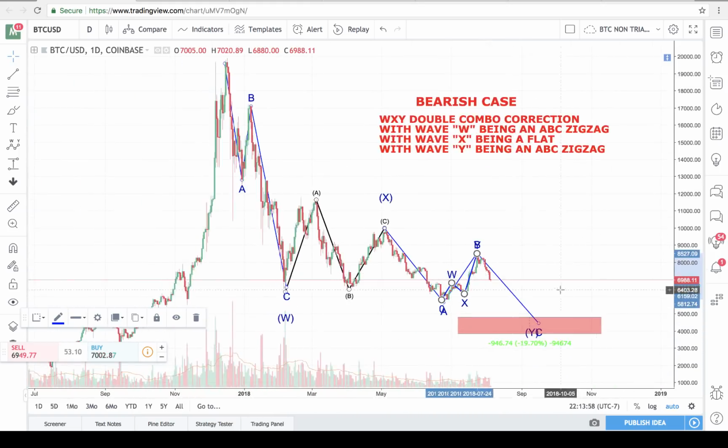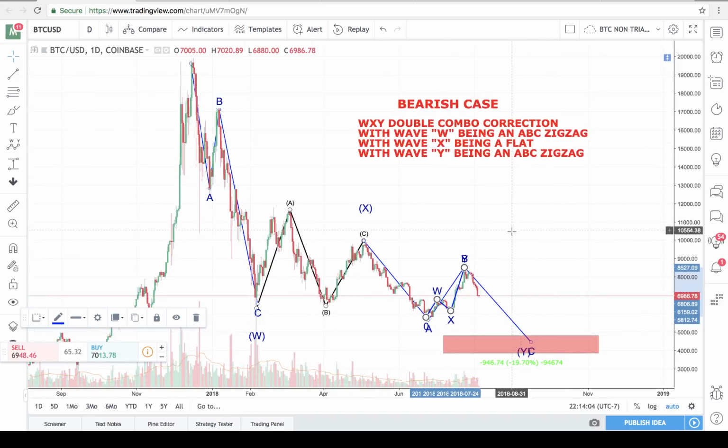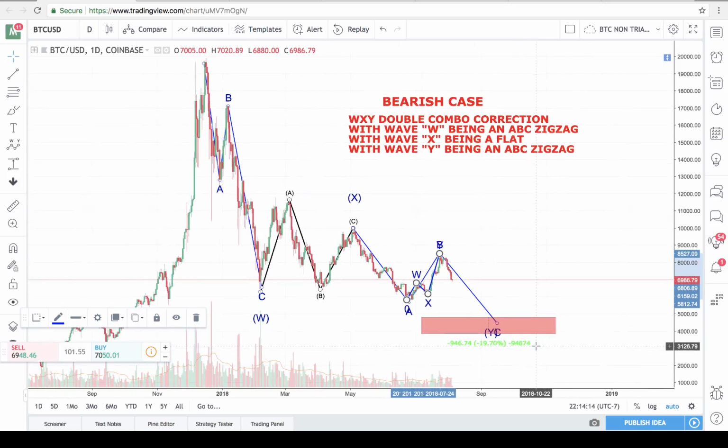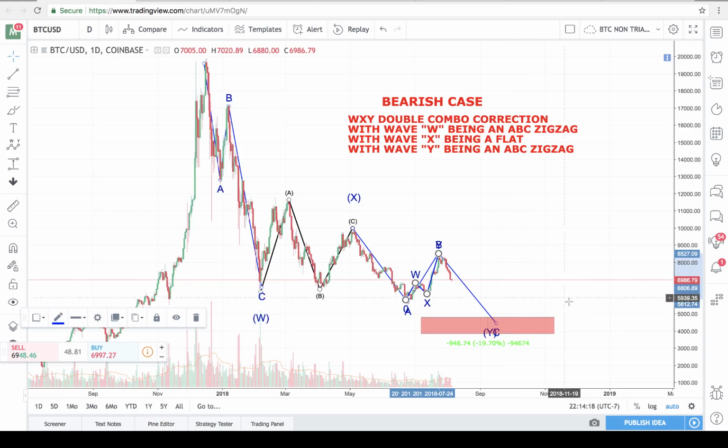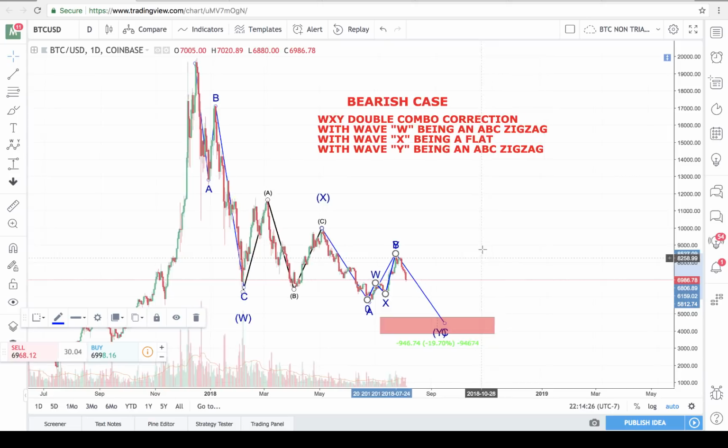And then now we're headed down again for what I believe to be new lows. And this scenario stands. Now, a couple of possibilities here. We could complete this C, complete this Y, and that could be the end of the correction. More likely than not, though, I see us making another X wave up and then getting another Z wave down to give us a WXYZ triple combo correction to complete this correction.